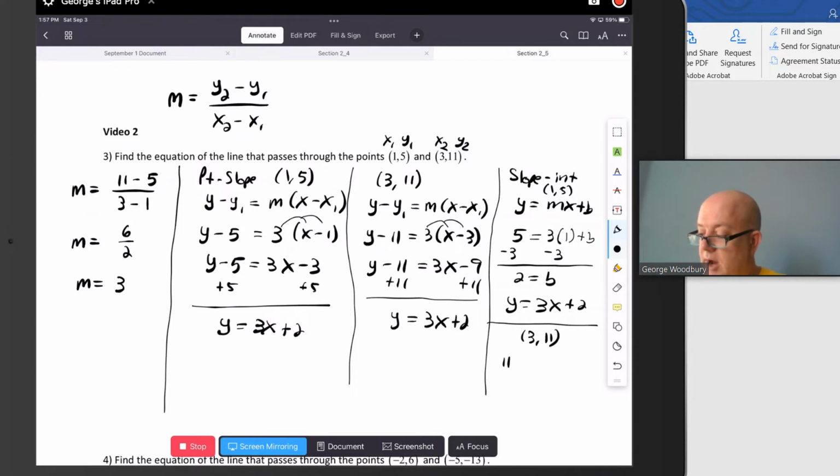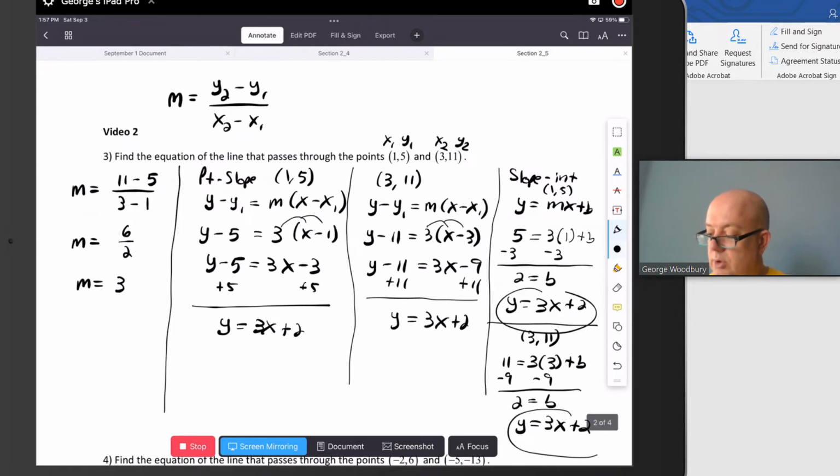11 goes in for y, 3 for the slope, 3 for x plus b. 3 times 3 is 9, so I can subtract 9 to solve for b. b is 2. And so again, I get y equals 3x plus 2. So 1, 2, 3, 4 times, I got the same solution.